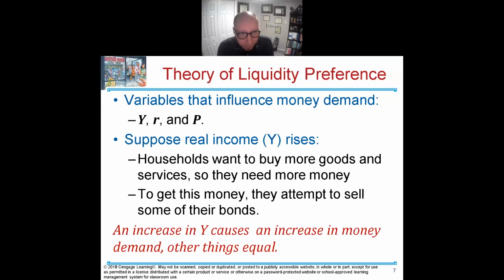Variables that influence the money demand: Y, which is real income, and R, the interest rate, and purchasing power. With more income, households want to buy more goods and services, so they need more money. You want more stuff, you need more money for that stuff. To get the money, you might take out a loan, or attempt to sell some of your bonds. This causes an increase in the money demand.